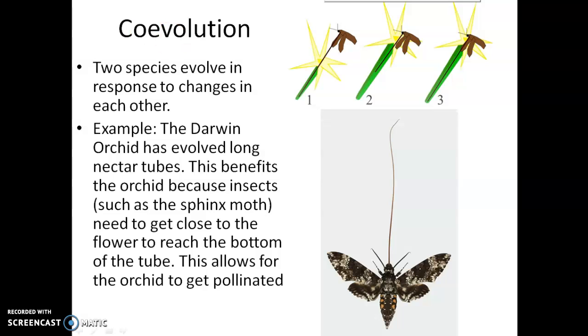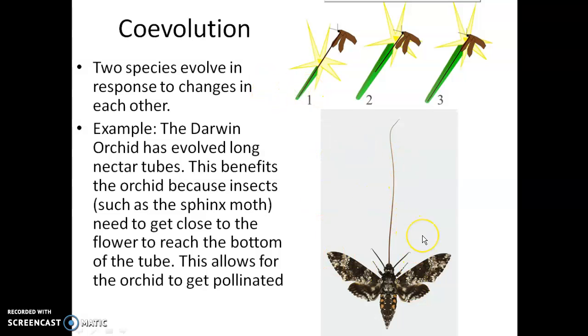But the Darwin orchid has these long nectar tubes, and over time, these nectar tubes have gotten longer and longer and longer. Now, one of the reasons it's become longer is because it's able to keep more nectar in there. Also, it makes other insects get closer to the flower, allowing for cross-pollination to happen. So as that flower is adapting, there's another species that's also adapting because it's coevolution.